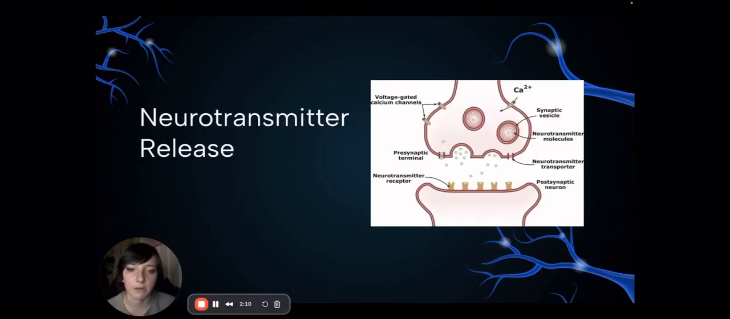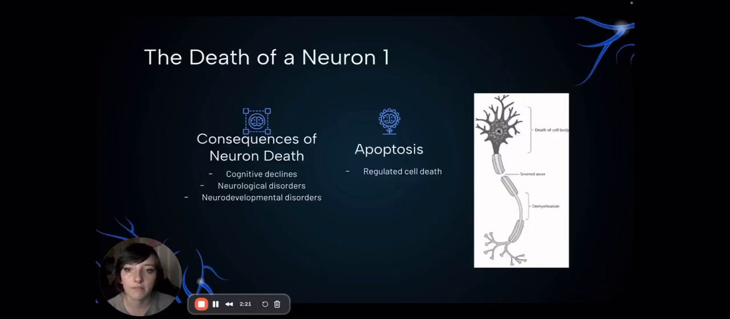So here is a diagram of neurotransmitter release. You can see the receptors, the transporters, the synaptic vesicle, and the neurotransmitter molecules as well, and basically all of that stuff.